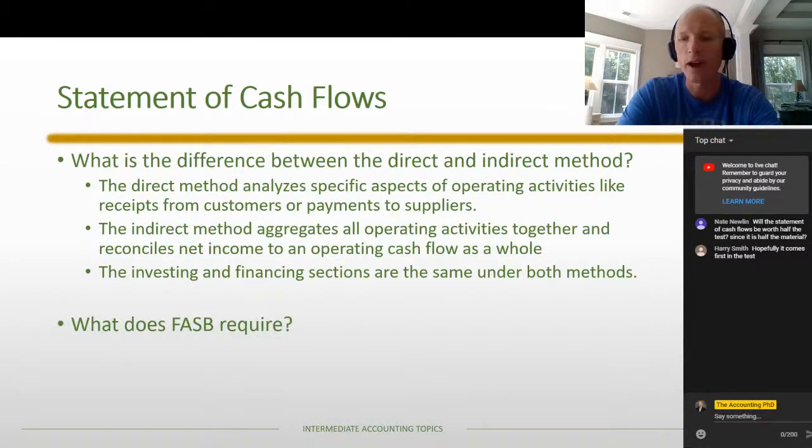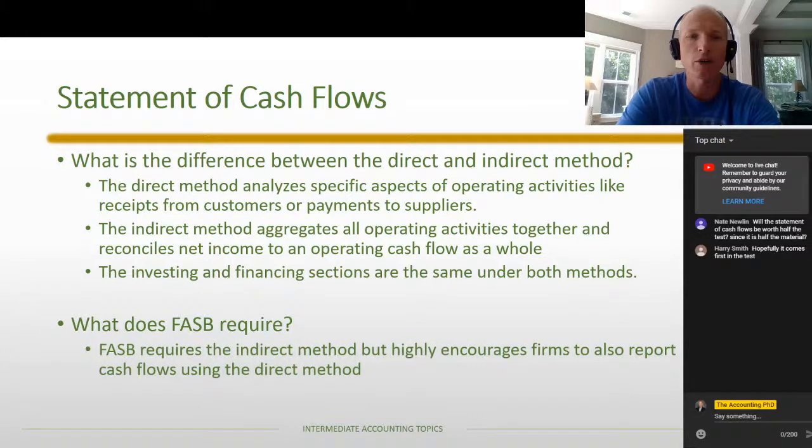So which one does FASB require? FASB actually requires the indirect method, which is the more efficient method, but they also highly encourage firms to report cash flows using the direct method. So they actually highly encourage companies to report two statements of cash flows. The first one being the indirect method, which is required, and the second one being voluntary but highly encouraged, the direct method. As a practical matter, pretty much no companies use the direct method. Almost all of them only report the indirect method, so just be aware of that.